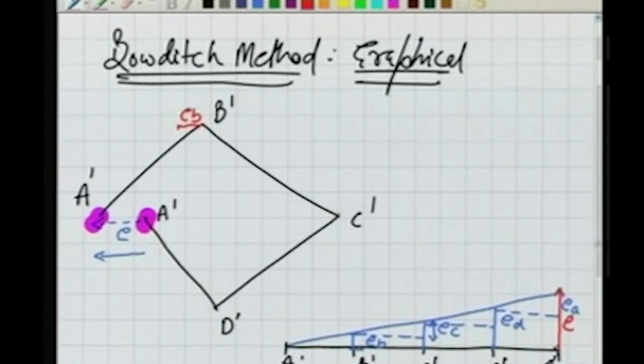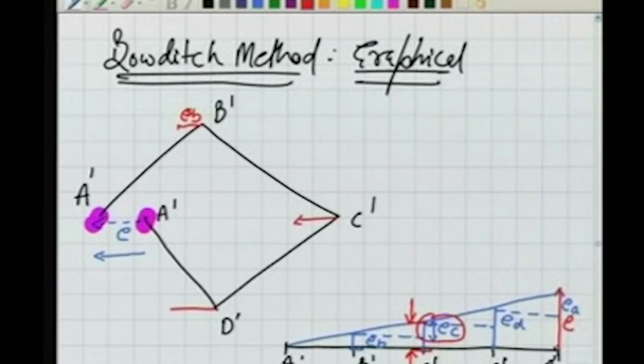Now, to move this C, we see the correction is EC there. However, the point B has already moved by EB amount. So, the total correction at C dash will not be EC, rather from this point to this point, the total correction. So, we move it by this total value, again in the same direction.